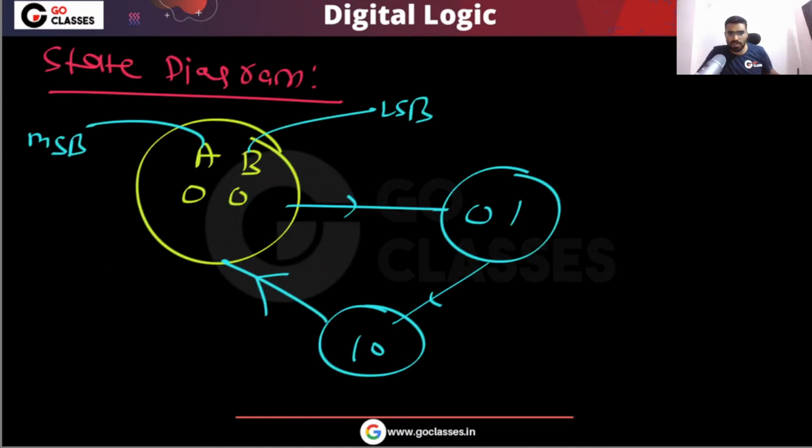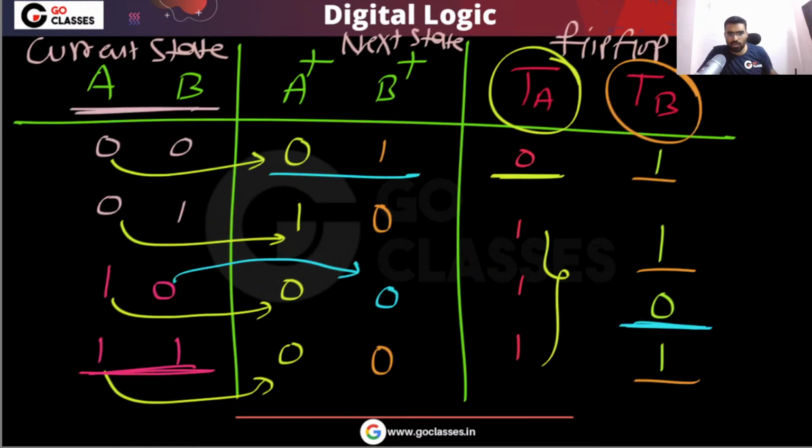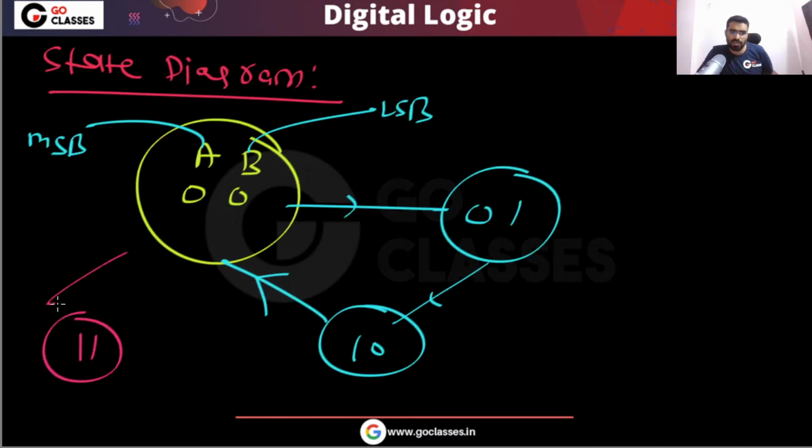Okay, and you can notice from this state 1 1, you are going to 0 0. This is the state diagram. Now you tell me, what is the modulus of this counter?